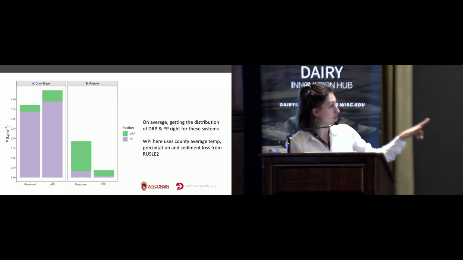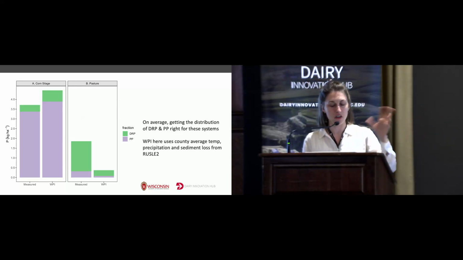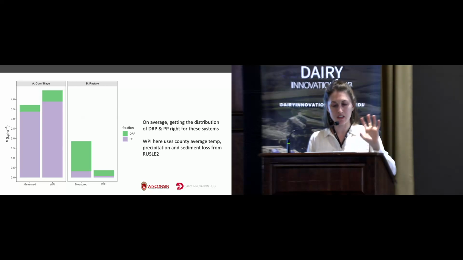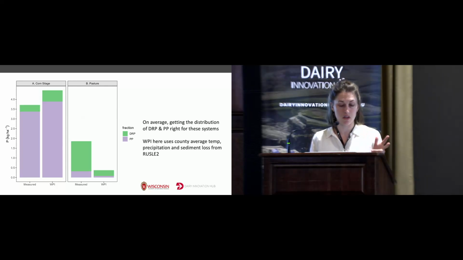But the takeaway from this particular plot is that in general, when we look at corn silage and pasture, we're getting the approximate distribution of dissolved reactive phosphorus and particulate phosphorus about right. So we see that in the corn silage system, phosphorus loss is dominated by that particulate phosphorus, but in the pasture system, we're seeing it's dominated by that dissolved fraction, and that it's in general less phosphorus loss on the pasture system. So that's as expected, and we're encouraged to see that we're getting that approximate distribution between the dissolved and particulate right.